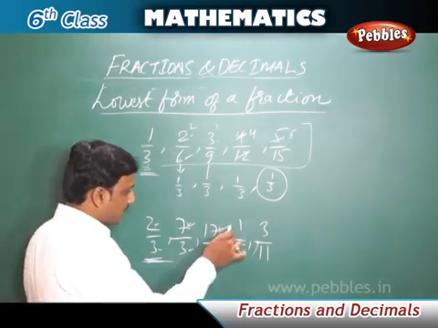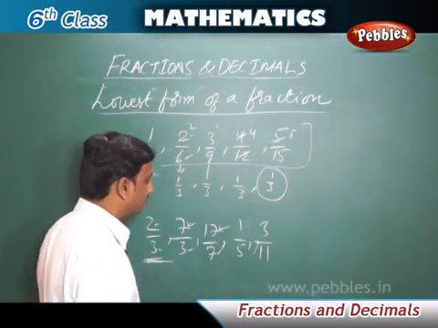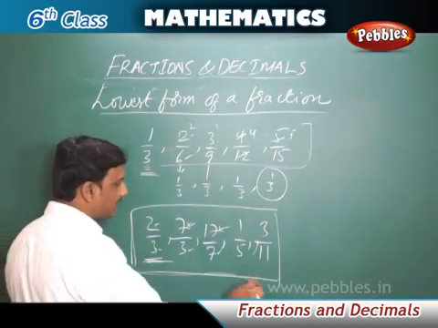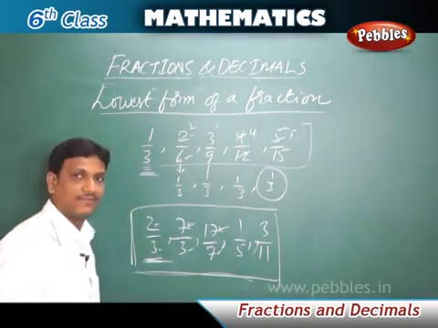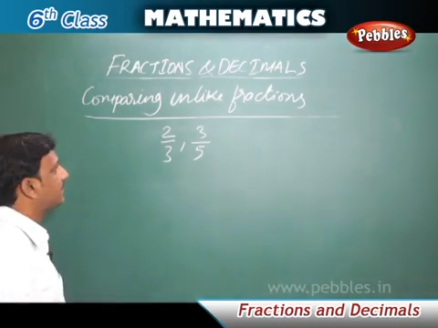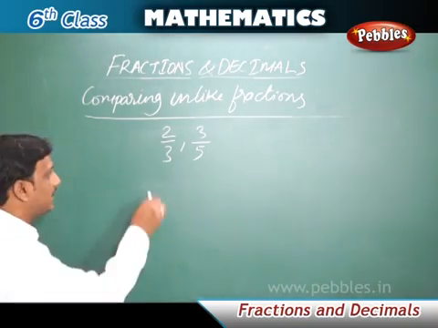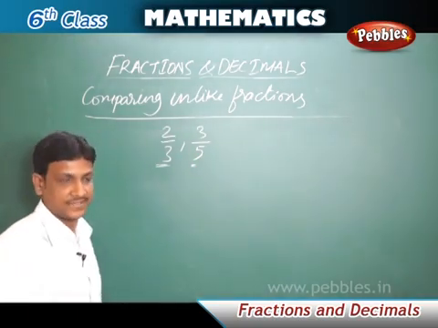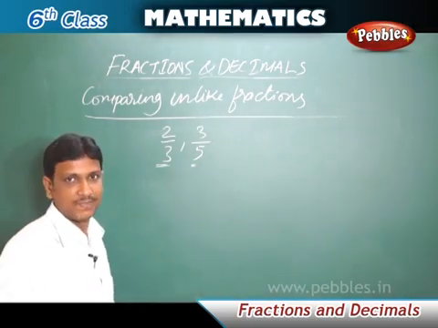So here this one, 17 by 7, is not having any common factor. So these are the examples of lowest forms of fractions. Comparing unlike fractions. Here we have two unlike fractions. We have to compare these fractions and tell which is bigger and which is smaller.